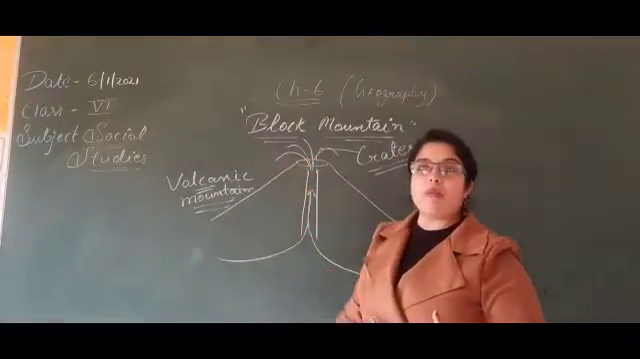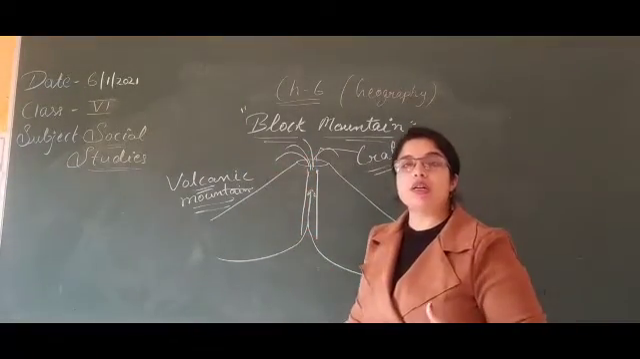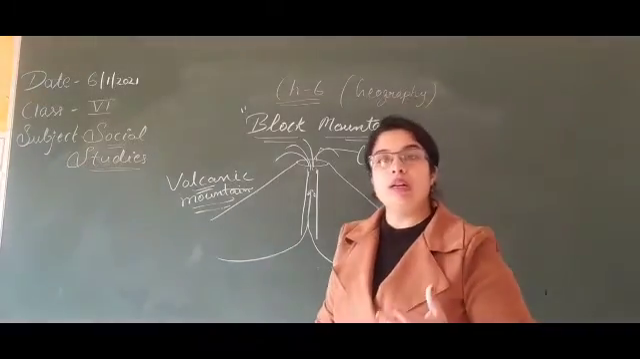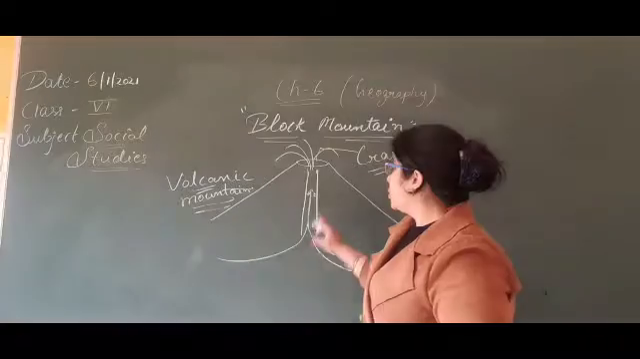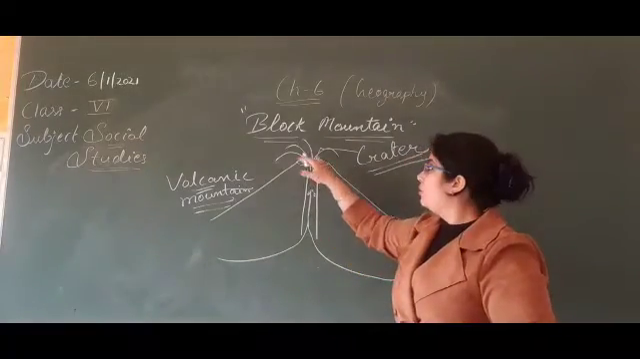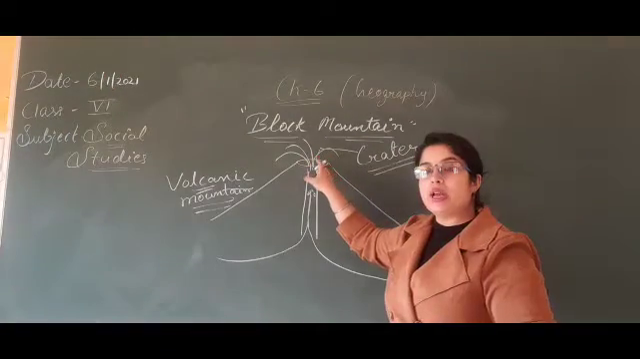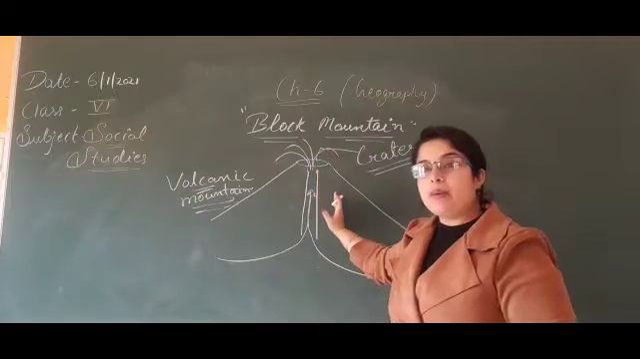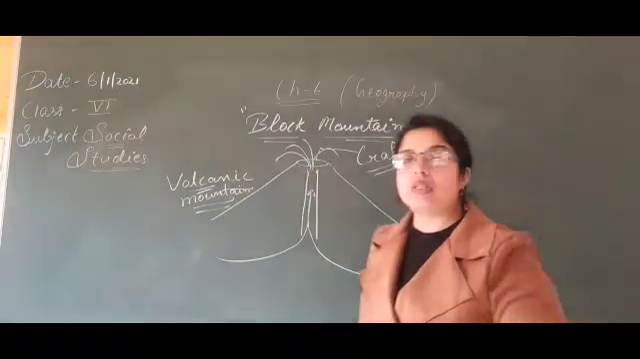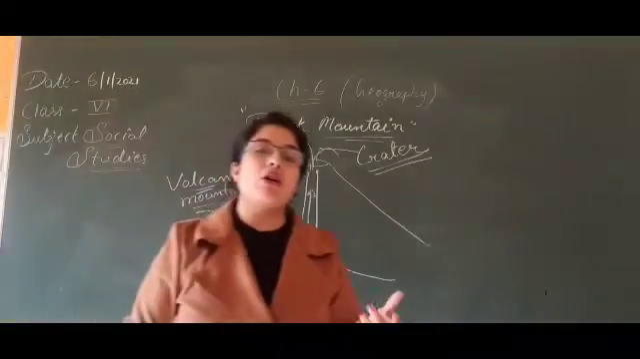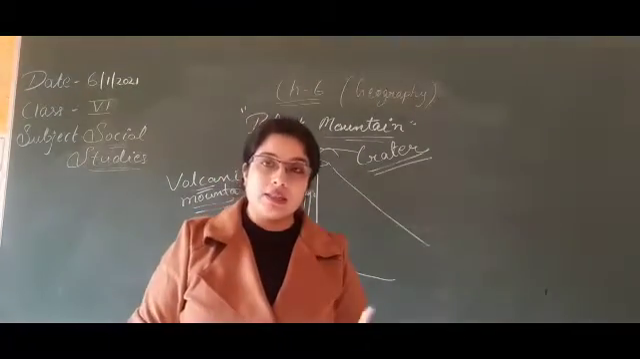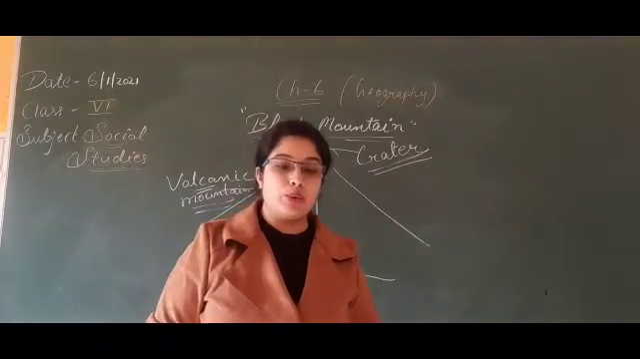And this type of magma, when it cools down on the earth's surface, it forms the landform, or it forms the land. Next, the upper part of this type of volcanic mountain is known as crater. These types of mountains are mostly found on land, not only on land but also in the undersea, under the ocean also.